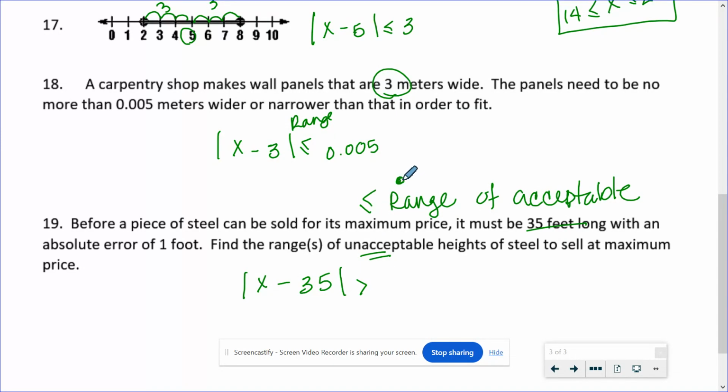So basically, acceptable looks like this. And unacceptable is going to be these going on the outside. So then I'm going to just say 1 because that is the varying amount or the absolute error. All right, there is the video solutions for part 2.